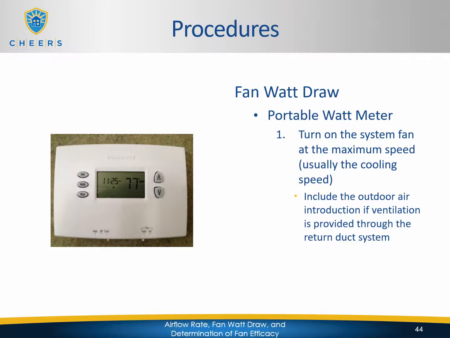You want to turn on the system fan at the maximum speed, which is usually the cooling speed as previously described. Include the outdoor air introduction if the ventilation is provided through the return duct system. So if you have a CFI ventilation system, like we talked about previously, where you have a fresh air vent coming into the HVAC system, you want to have that working and coming in properly in operating conditions.